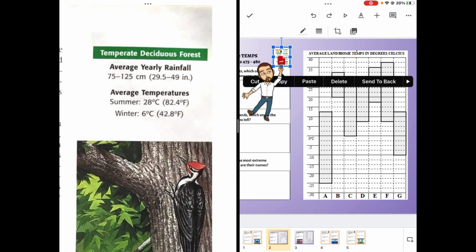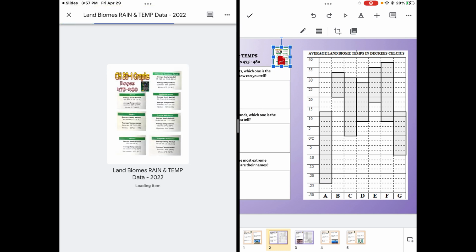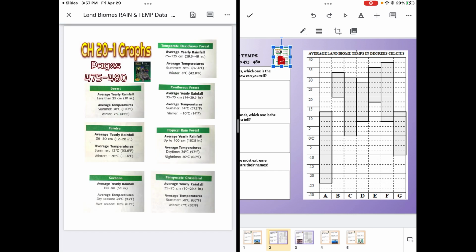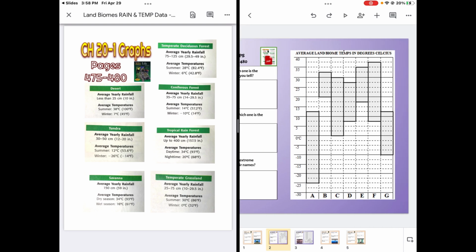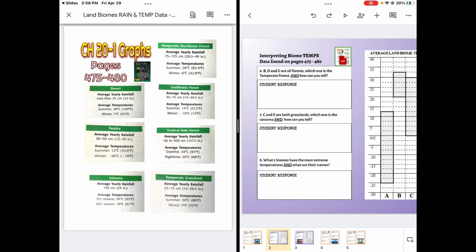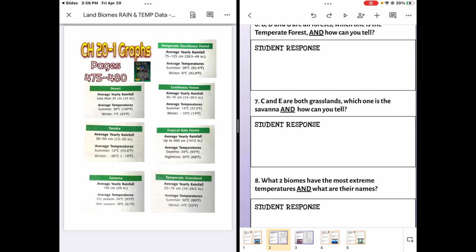So to make this a little easier, I created this document, which is all the temperature and rainfall information for all 7 biomes, all in one place. So that should make it easier to do. So right there, it's a 1 out of 3 chance. B, D, and G are all forest. Here it's a 50-50 chance. C and E are both grasslands. Which one is the savanna, and how can you tell?